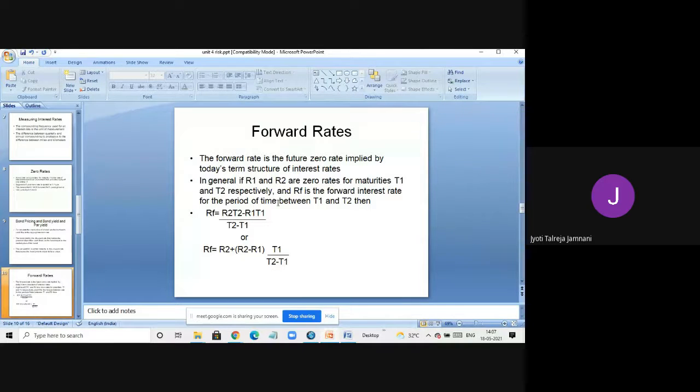So this formula we had used, and we have done many sums on forward rate also. RF is equal to (R2 T2 minus R1 T1) divided by (T2 minus T1). I had asked you to use the first formula, and using that we have solved lots of sums of forward rates.